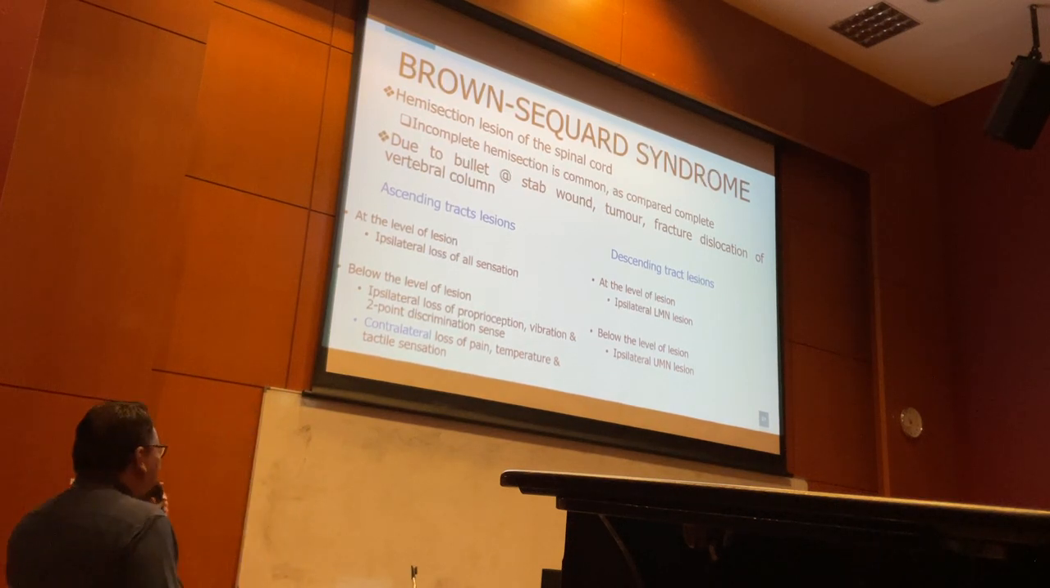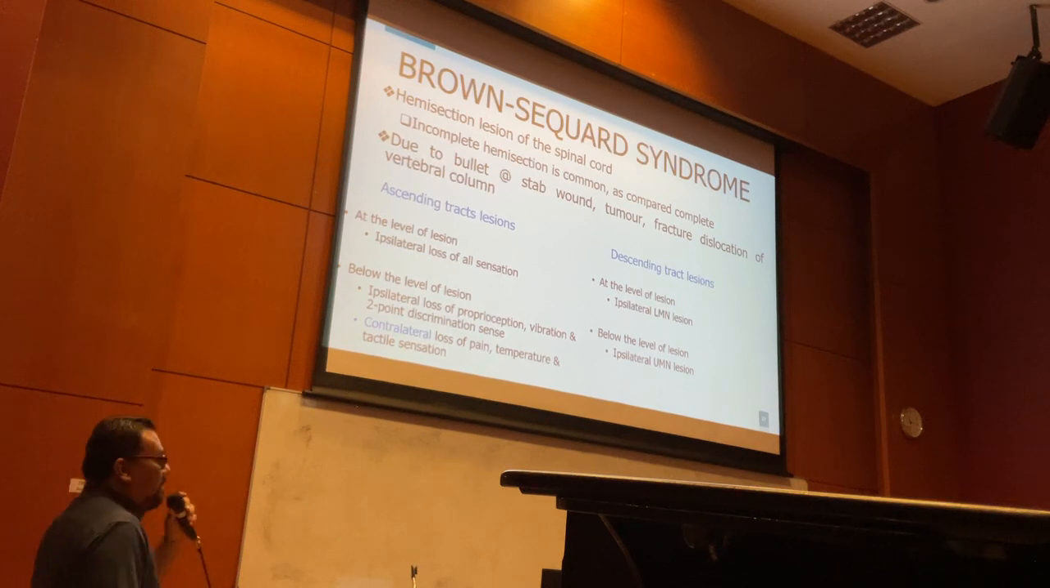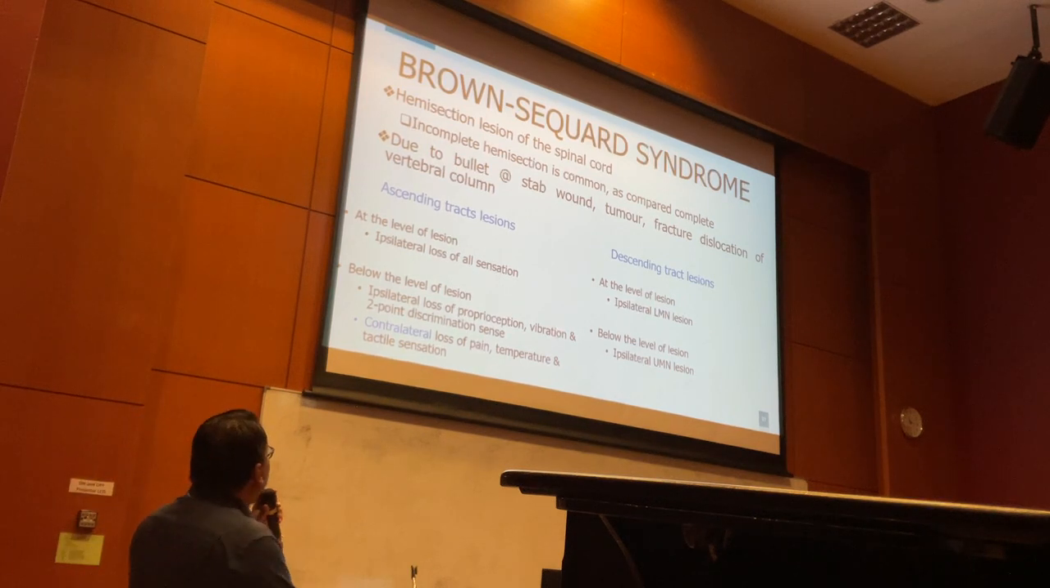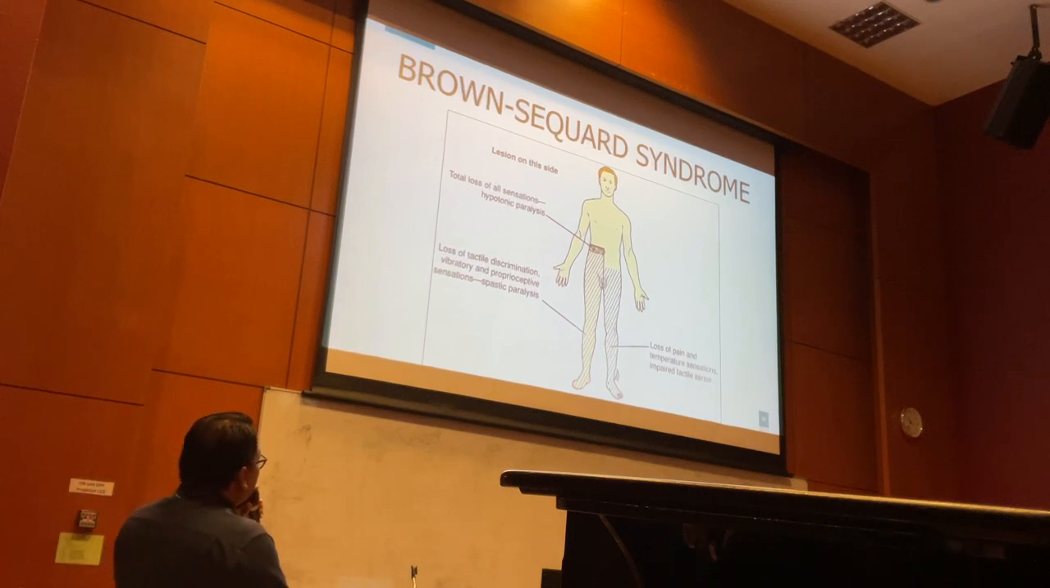Descending tract is the same: at the level, lower motor neuron lesion. Okay, below the level, upper motor neuron lesion. Now it is ipsilateral. Sebab sebelah je incomplete hemisection, so ipsilateral. Okay, so this is the level of the lesion. This is below the lesion. Contralateral loss. Okay, contohnya kat sini dia punya stab wound.